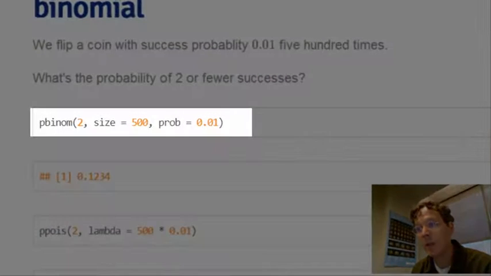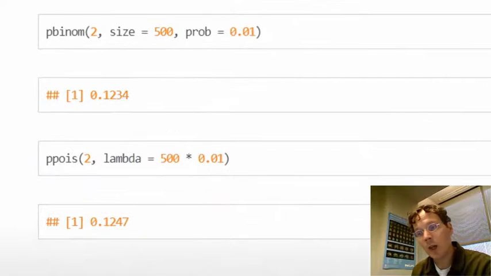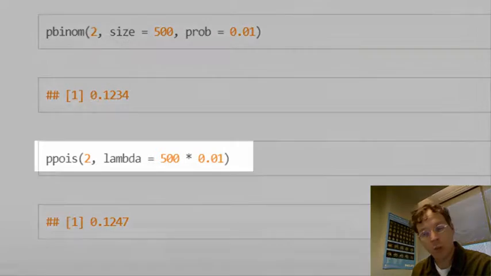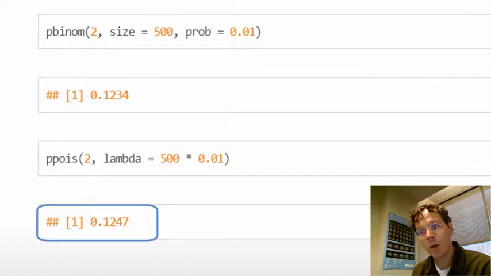So here when I do pbinom for 2, because the question asked for 2 or fewer successes, size equals 500, 500 coin flips, probability equals 0.01, suggesting that the true success probability of the coin is 0.01, I get around 12%. When I do the same calculation with Poisson, 2, and then now instead of inputting the size and the probability, I put in lambda as n times p, 500 times 0.01, I get 12.5%, so fairly close.